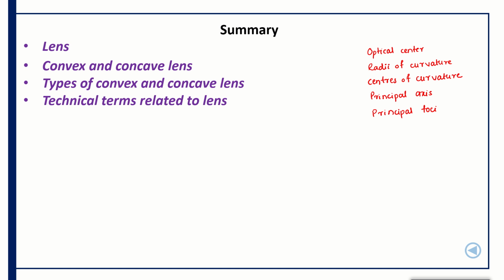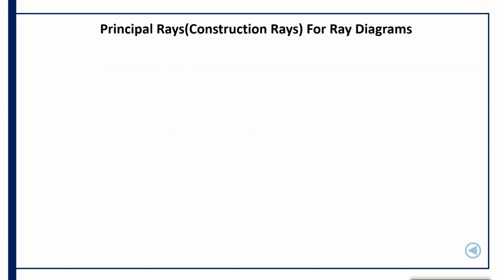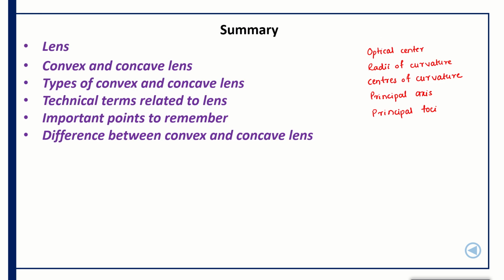Then there are some more points which are very important to remember in case of lens: how to find the focal length, what are the factors influencing the focal length, and what happens if a non-parallel beam of light is falling. All these details we learnt under important points to remember. Then we also learnt about the differences between convex and concave lens. With this, we learnt about the lens and its types with the technical terms.